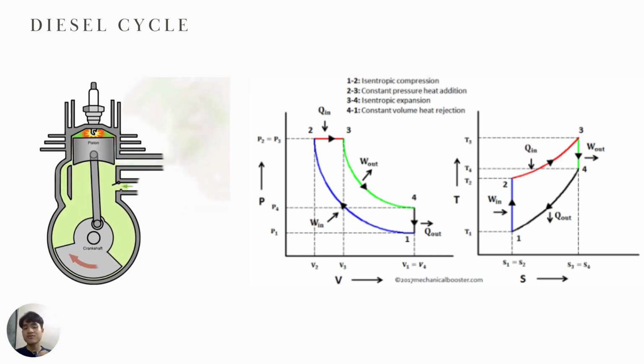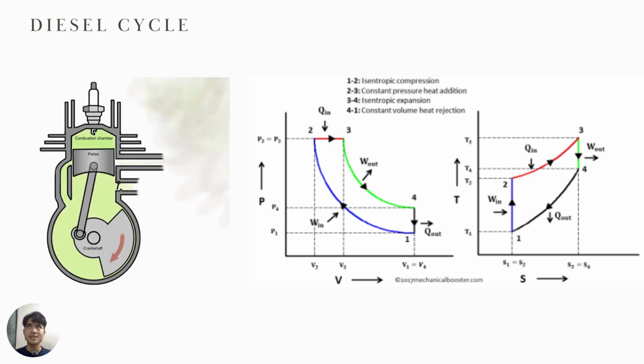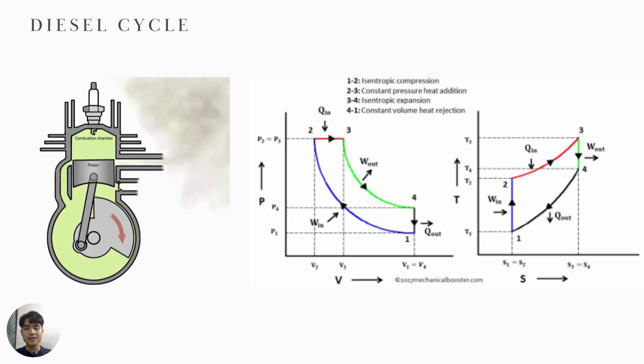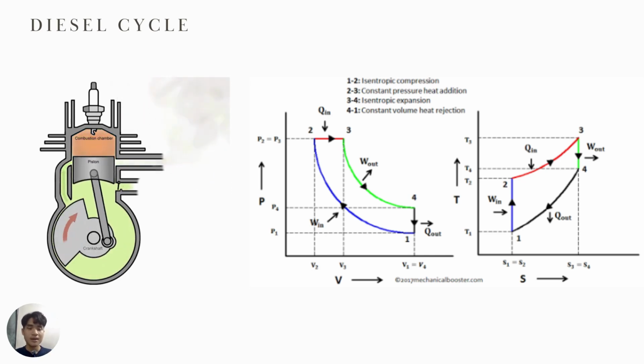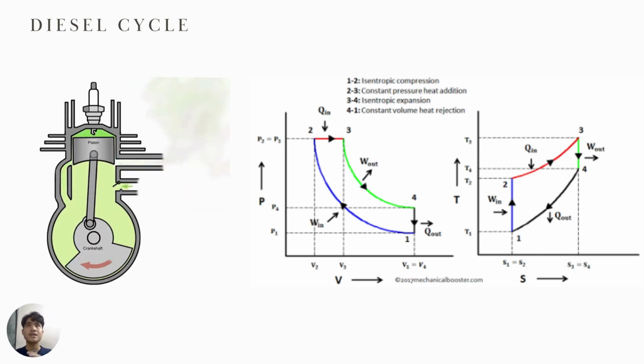So, I'll begin with the first process. The first process, from 1 to 2, is isentropic compression. This cycle begins with isentropic compression, where the air is compressed adiabatically. This means, again, there is no heat exchange with the surroundings. As a result, the pressure and temperature of the air increase, but the entropy remains constant.